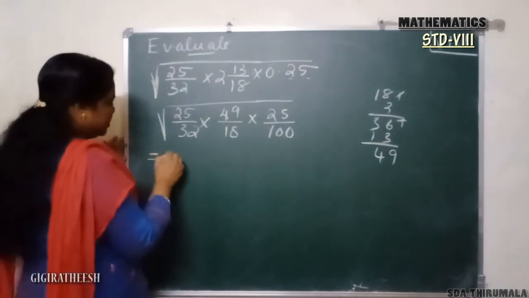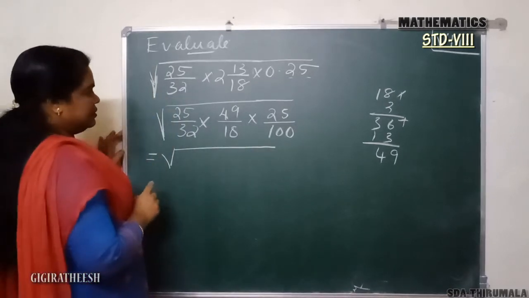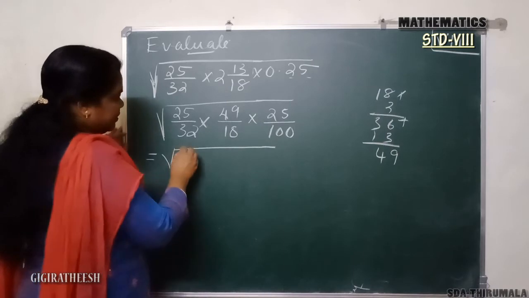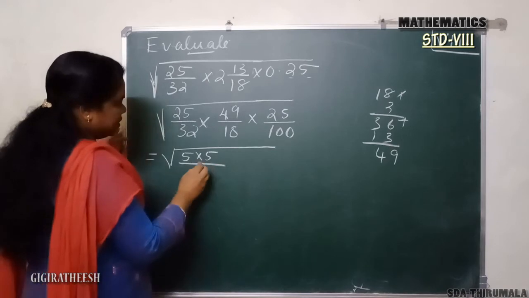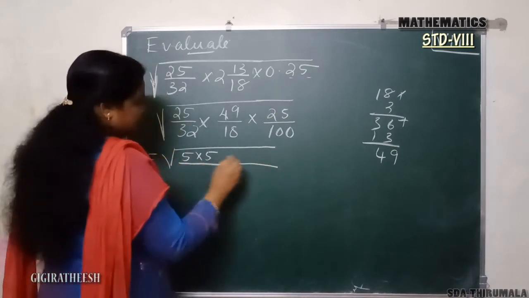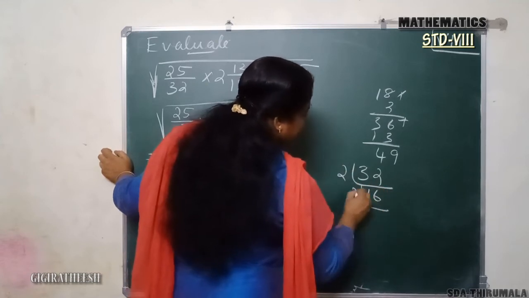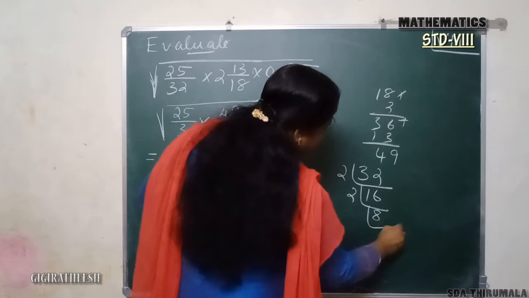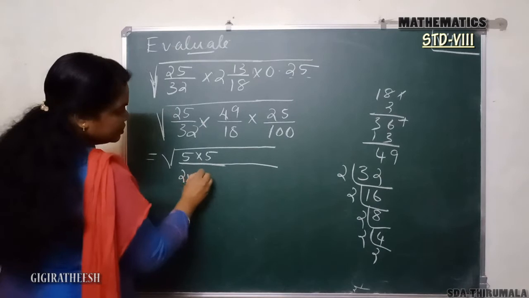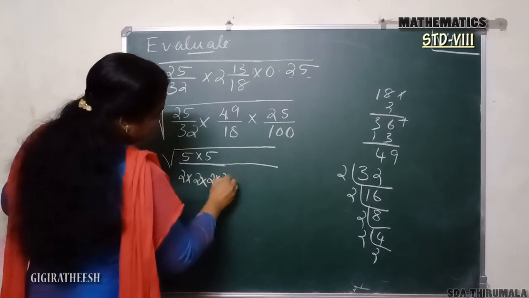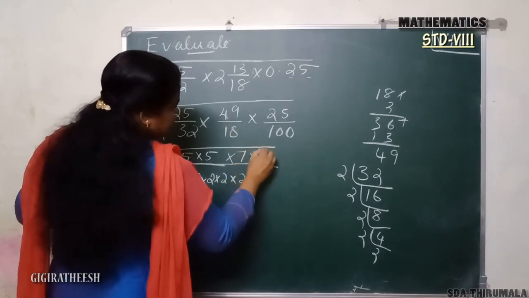25 by 32, that is 5 into 5 by 32. 32 is 2 into 2 into 2 into 2 into 2. And then after that 7 into 7, 7 sevens are 49.